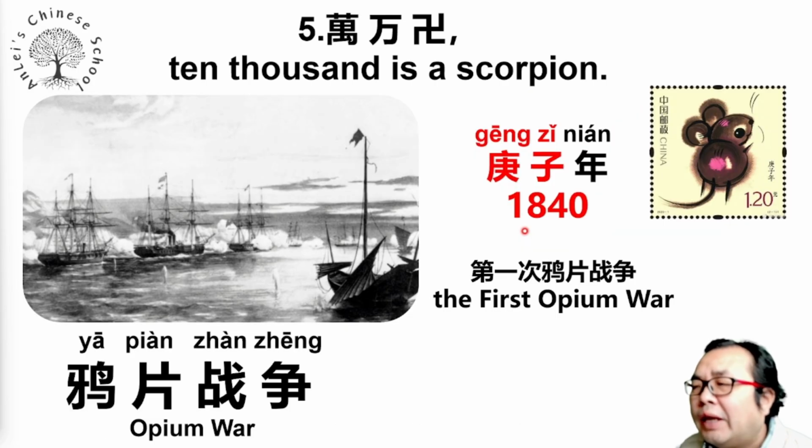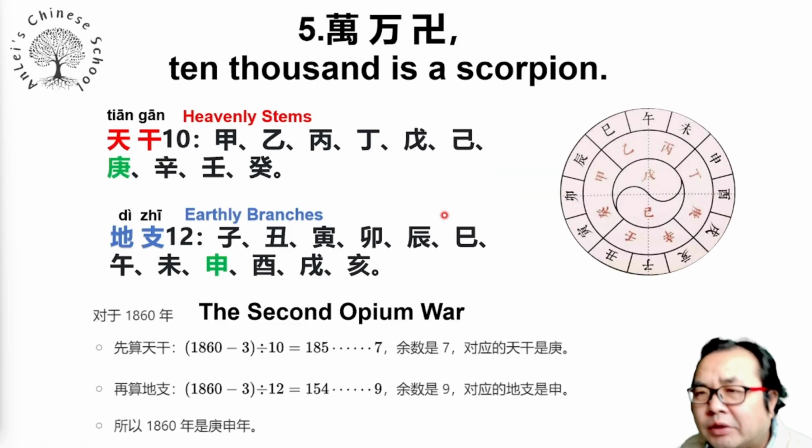For example, 1840 is the year of Gengzi. That year broke out the First Opium War, 鸦片战争. And that year is the year of the mouse. It's a little bit complicated for the calculation method. I learned English by myself, but my mathematics is horrible. So I will try my best to see if you can understand it.